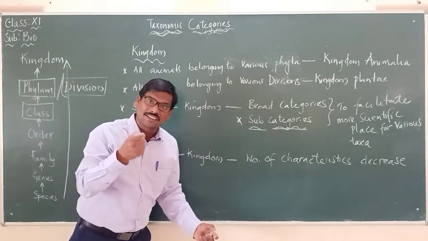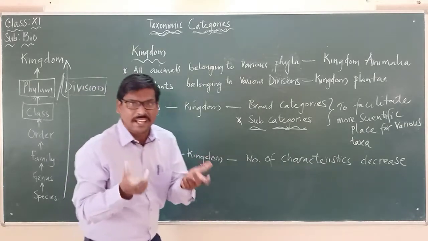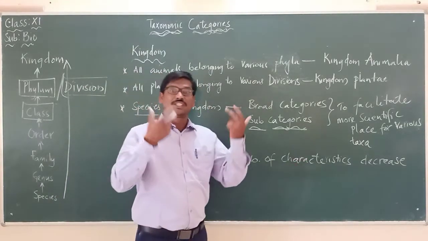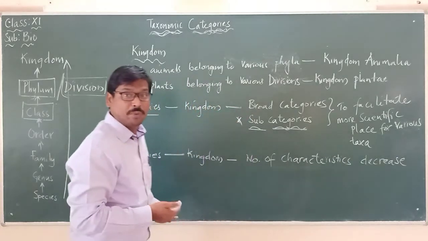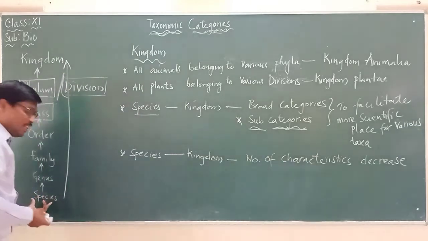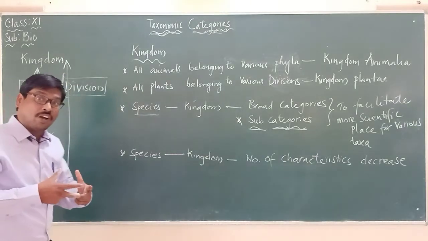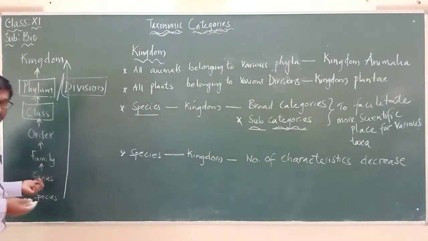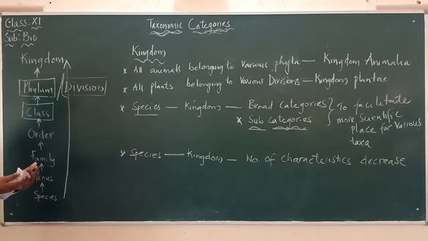The number of similar characteristics will be decreasing as we are moving from species to kingdom. Species will be sharing more similar characteristics when compared to the genus. Genus will be having more similar characteristics when compared to the family, and so on.